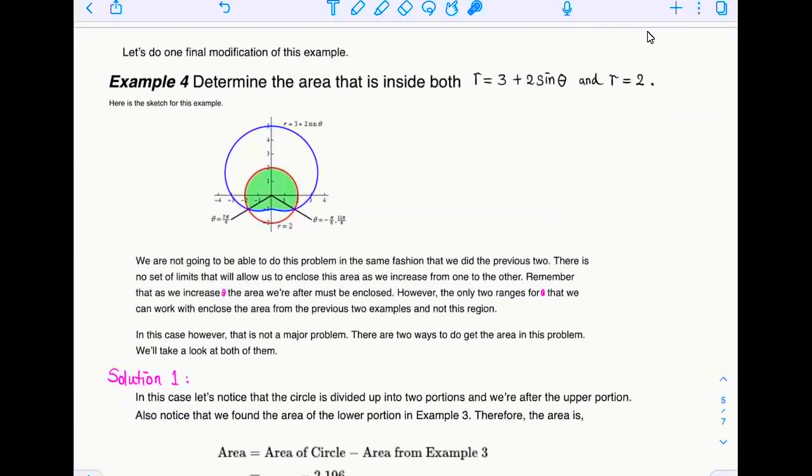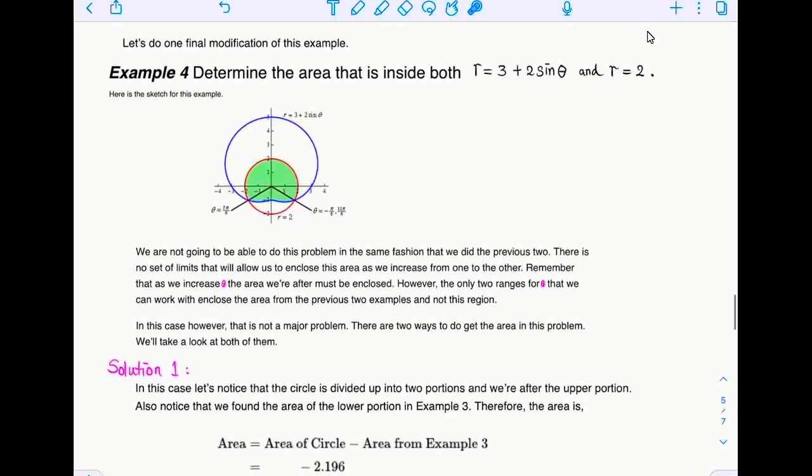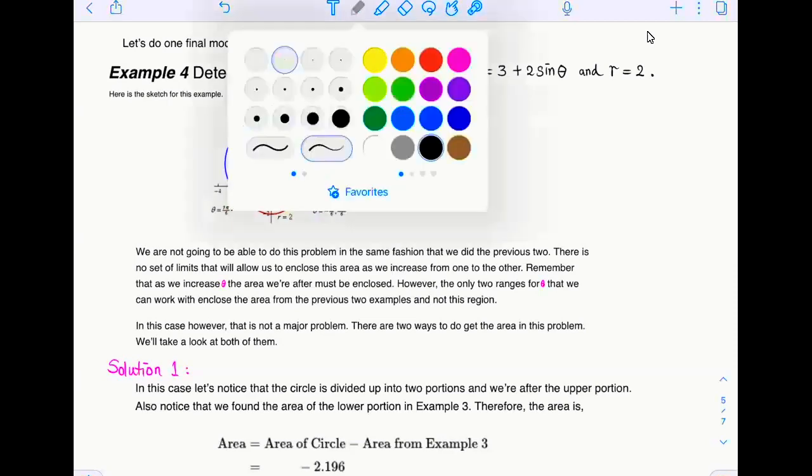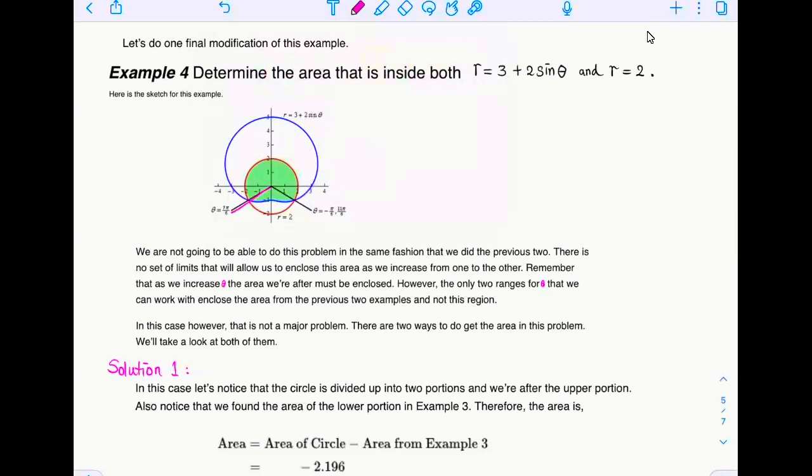We still have the same two curves, but this time it's going to be inside both. What do I mean by inside both? Inside the blue and also inside the red. That will look like this highlighted area here. Now, when theta equals this and theta equals this, you see this ray and this ray, but we still have this region that's between the two rays.